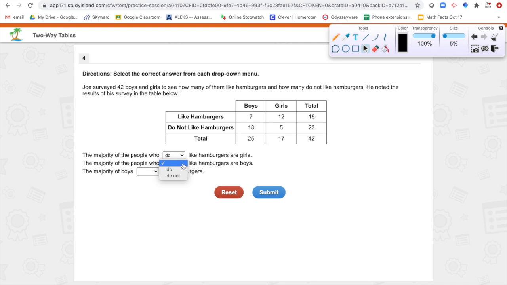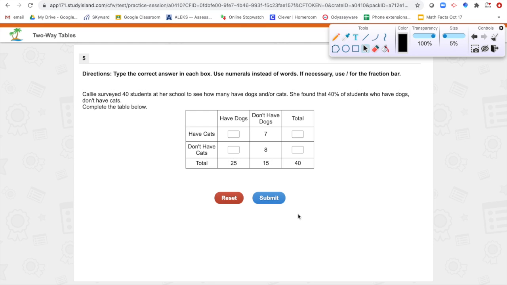So we go, the majority of people who do not like hamburgers are boys. And then looking at just the boys, the majority of the boys, 18 compared to 7, do not like hamburgers. Alright, next question.